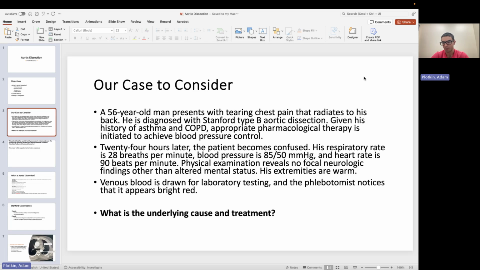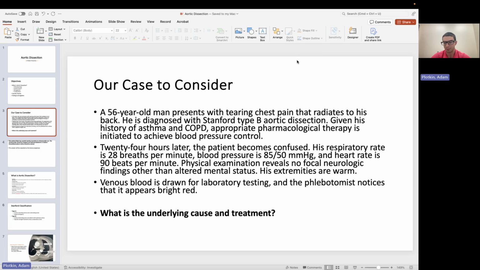So I offered this case on Instagram this morning and had a lot of good responses, so let's see what you guys come up with. We have a 56-year-old man who presents with tearing chest pain that radiates to his back. He's diagnosed with Stanford type B aortic dissection. Given his history of asthma and COPD, appropriate pharmacological therapy is initiated to achieve blood pressure control.